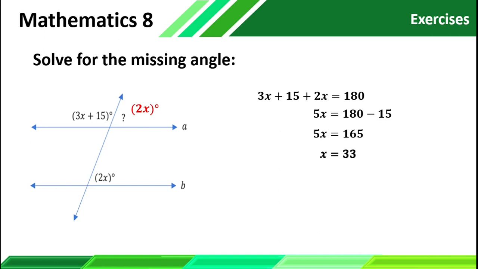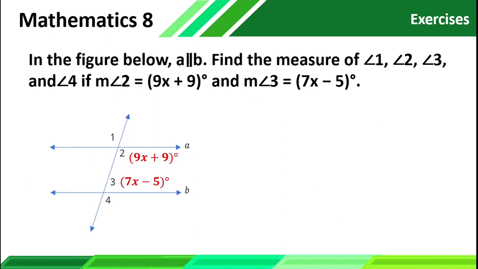So to find that, we just simply substitute. 2x is equals to 2 times 33. Therefore, our final answer would be 66 degrees. The missing angle measures 66 degrees. I hope this is clear with you. Let's solve our next exercises.